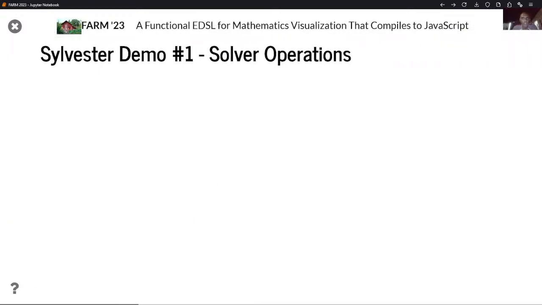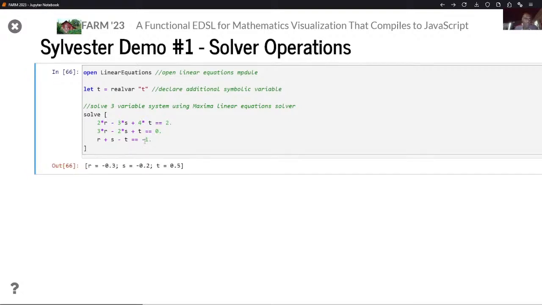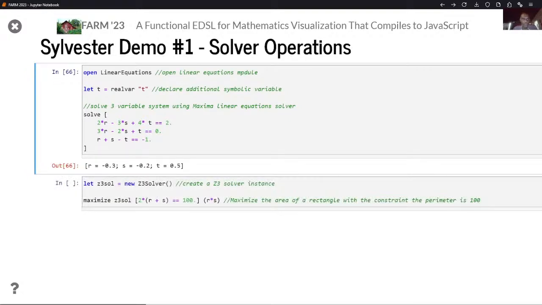Okay, so now we can look at the solver operations. Maxima has a pretty good linear equation solver, and we can use Sylvester to express a linear equation system and just solve this particular equation. So Maxima can solve this pretty easily.